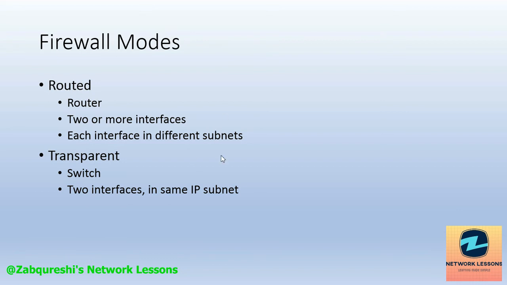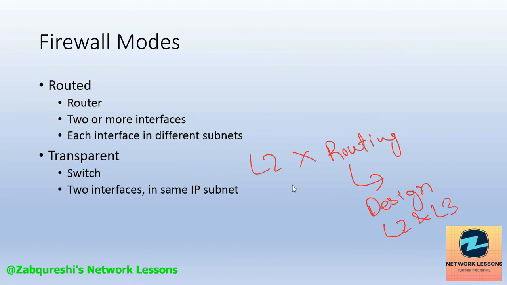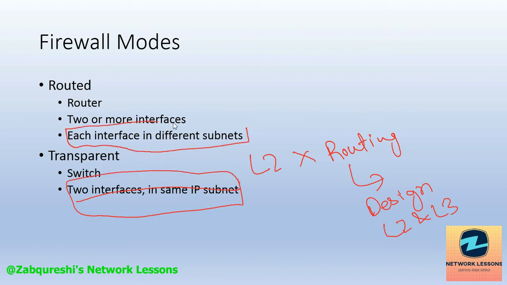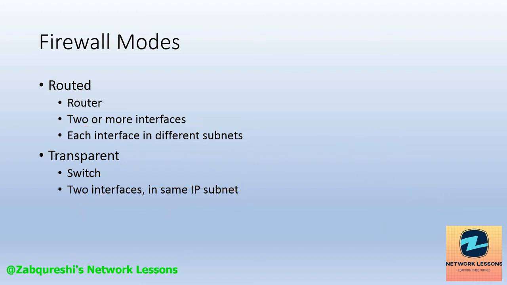This is the L2 mode, and in this case, the firewall will not be doing routing. We will see the design perspective as well, where we will use L2 and L3. But just keep in mind, L2 can have two interfaces in the same subnet, and in L3 each interface is in a different subnet. We will do the deployment of transparent mode as well, and you will clearly understand the difference.